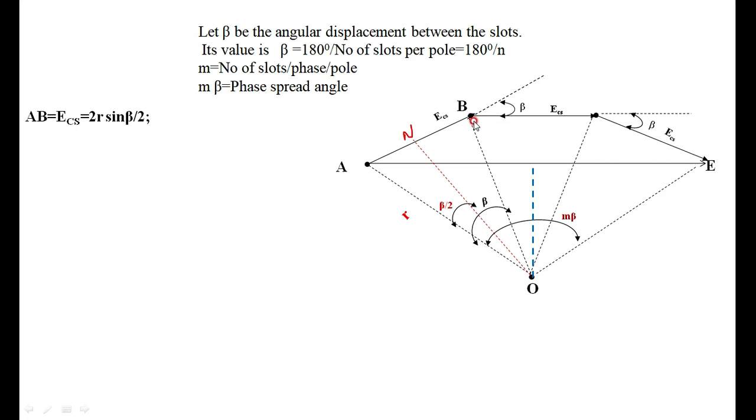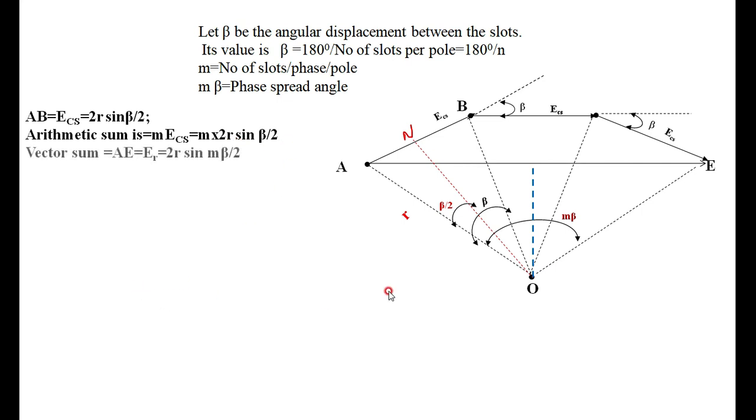But what I am interested in is AB. It is nothing but 2 times AN. Therefore, what I am writing here is 2R sine beta by 2. Similarly, it is an arithmetic sum. Such m number of vectors I am adding. Therefore, it is m times 2R sine beta by 2.